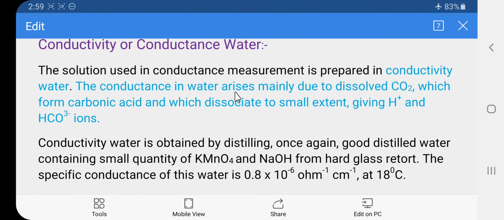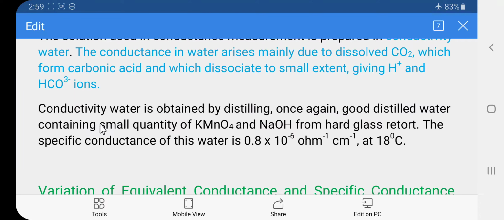The conductance in water arises mainly due to the dissolved carbon dioxide, which forms carbonic acid, and which dissociates to a small extent, giving H plus and HCO3 minus ions. So friends, the conductance in water arises because of these H plus and HCO3 minus ions.